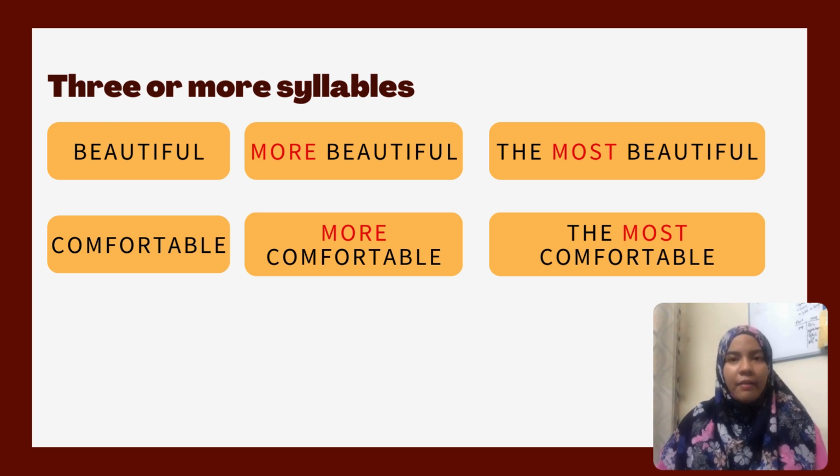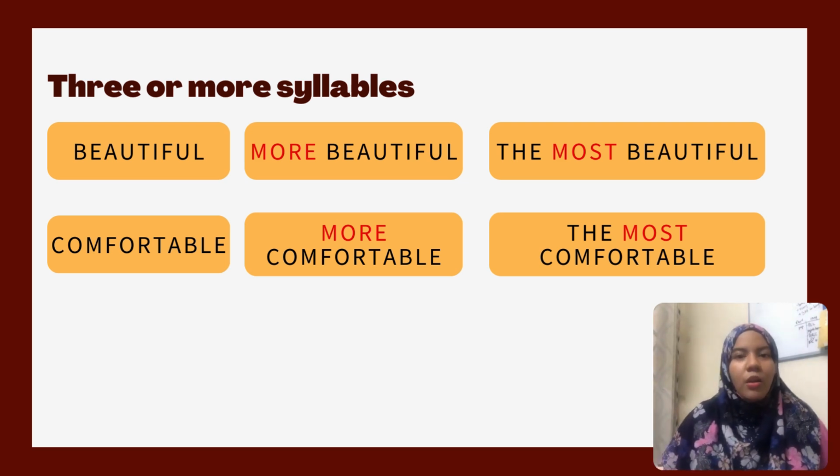Here we have the word beautiful. How many syllables does beautiful have? Beautiful. So that is three syllables. To form the comparative, we have to add more. So it will be more beautiful. And for the superlative, we have to add most before the adjective. So it's going to be the most beautiful.